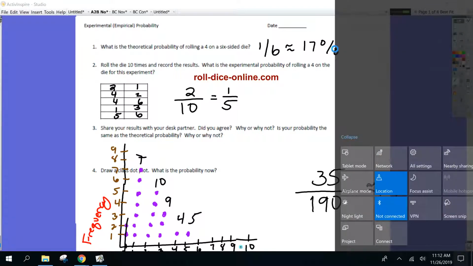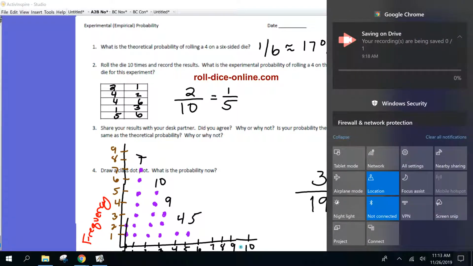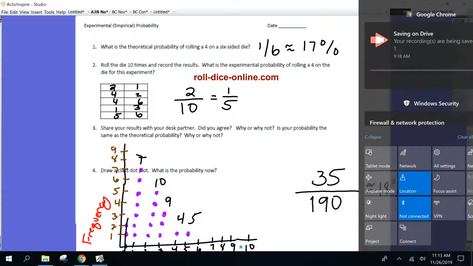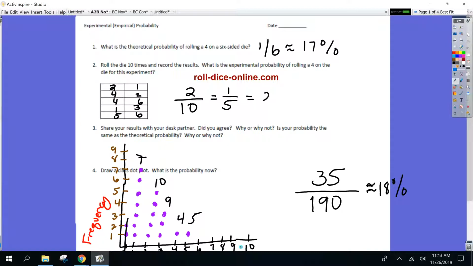Versus if you take mine here, what's 1 out of 5? Anybody know as a percent? 20%. And that was just my 10 rolls. What am I trying to get at here, guys? The more and more and more trials you do, what's going to happen to the theoretical and the experimental probability? It's going to get more accurate. They're going to come closer and closer together.